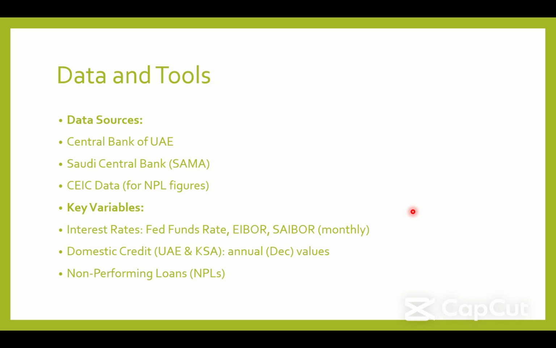Now, in terms of what data I actually focused on, the key variables were interest rates, more specifically interbank rates like the US Federal Funds Rate, EIBOR for the UAE, which is the Emirates Interbank Offered Rate, and SIBOR for Saudi Arabia. The second variable I looked at was domestic credit, which is basically the amount of loans or credit given out within each country, measured in dirhams for the UAE and riyals for Saudi Arabia. And finally, non-performing loans or NPLs, which are loans where the borrowers are not paying back on time or they fail to pay back the loan.